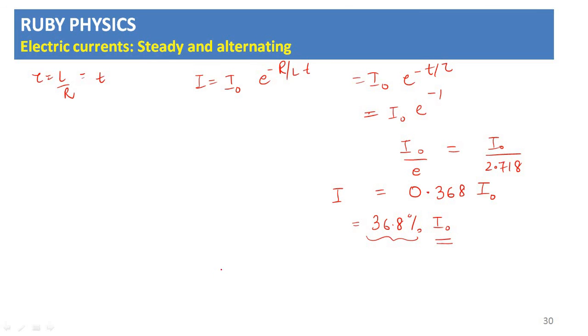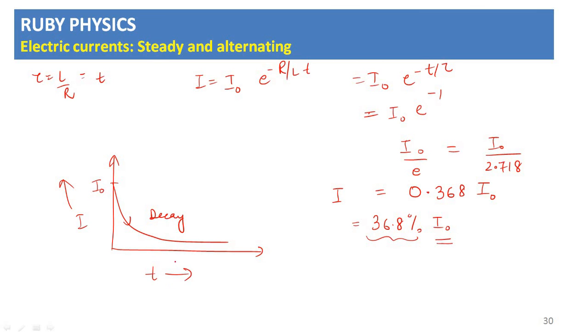The decay curve is like this. This is the maximum current, and from this it starts decreasing. This is the decay curve. This is current and this is time.